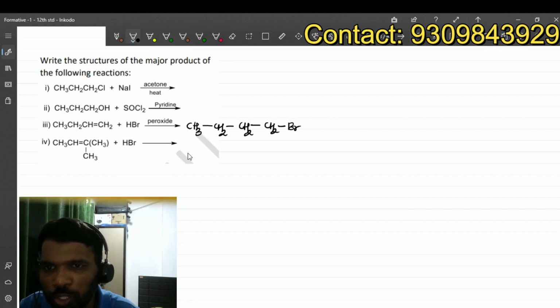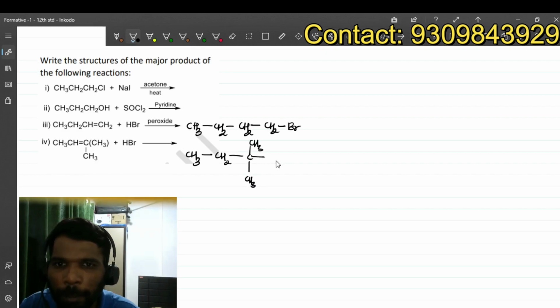The negative part of the adding species will go to the carbon which has fewer hydrogens in a carbon-carbon double bond. So this is the double bond here. This is CH2. Here also it is CH3 and this is Br, or you can write a Br here also, one and the same. This is CH3. Hydrogen is attached over here. That's it.